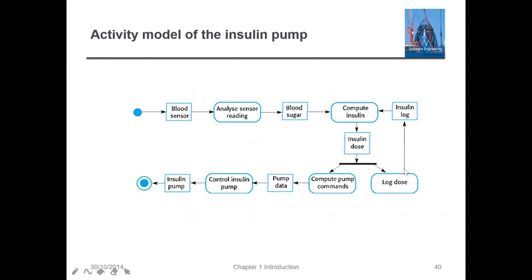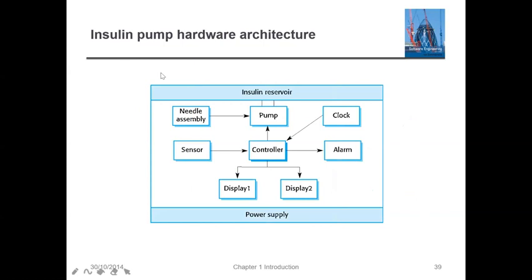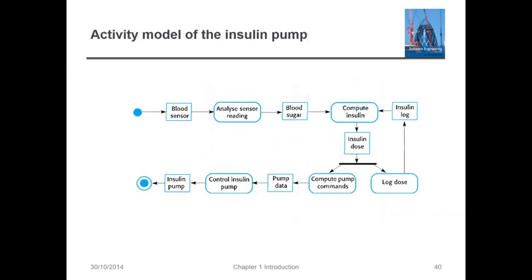So now we have to see what is the activity model. Remember, the first one will be your hardware architecture. The second one will be your activity model. In the first case, you have to send the blood sensor. It has to analyze the sensor reading data values. It has to collect them, so it will keep them here. Next, it has to measure the blood sugar. Then it will compute the insulin, how much insulin to give.